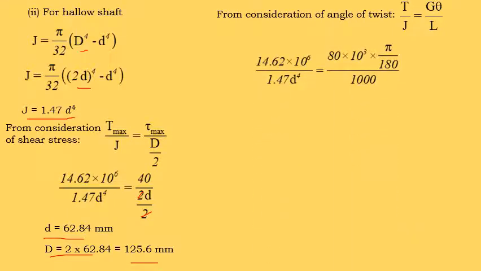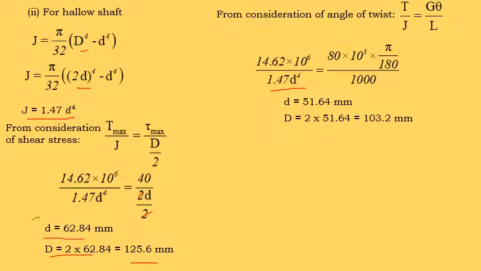So we have to consider the maximum torque value, that is 14.62 into 10 to the power of 6. So J we got 1.47 d to the power of 4, and the G value, modulus of rigidity, given in the problem is 80 into 10 to the power of 3. Theta is pi by 180, length is 1000. So after solving this equation, we got small d value 51.64 and capital D 103.2.